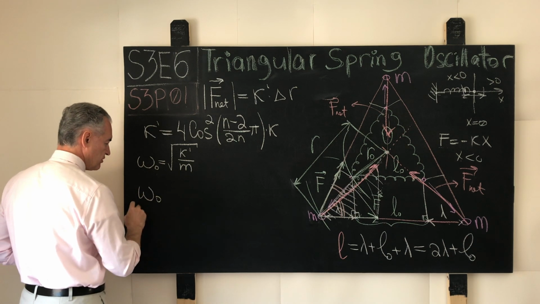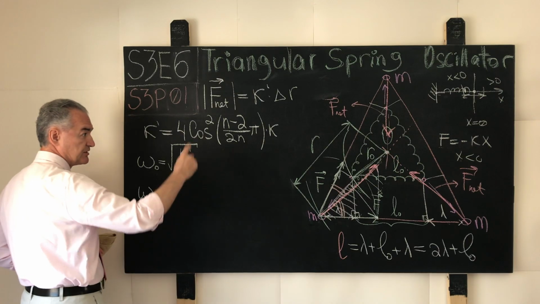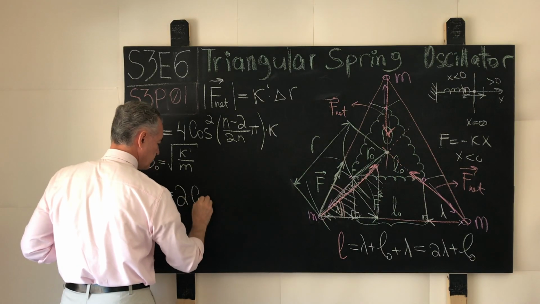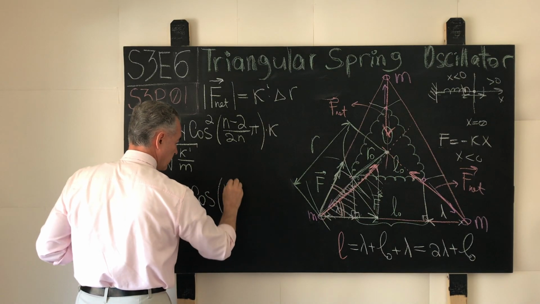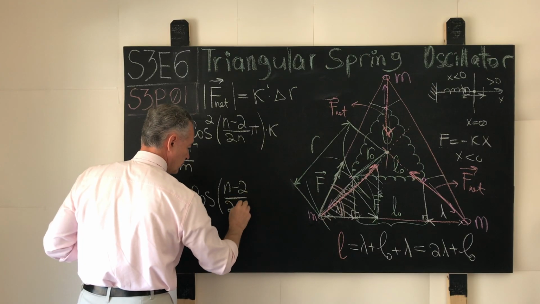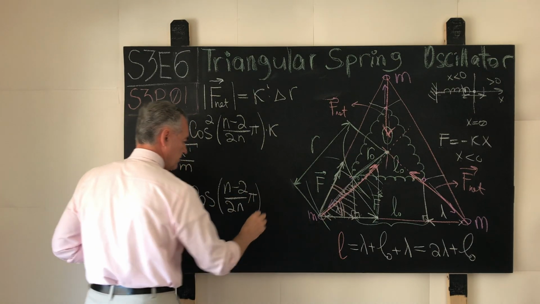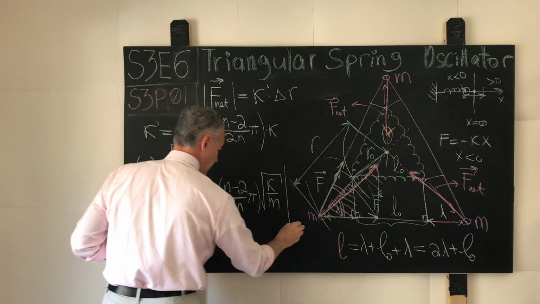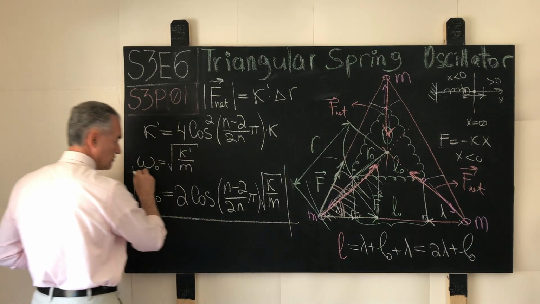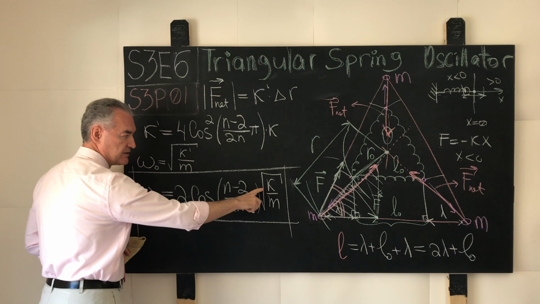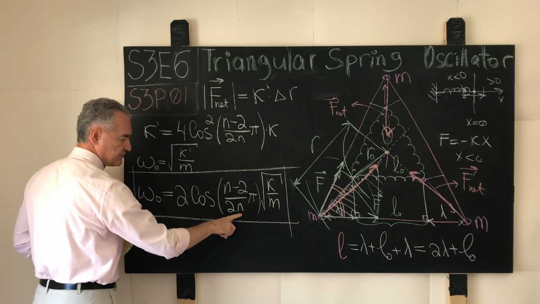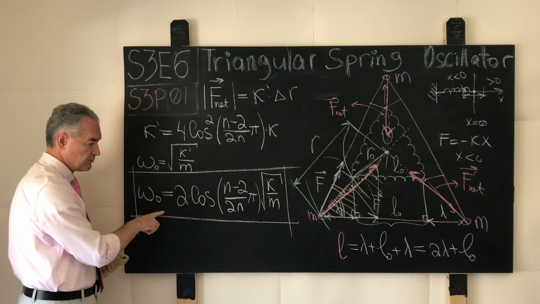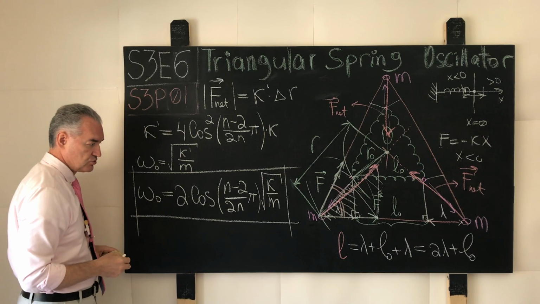In this case, in general, the cyclic frequency of oscillation of the system as a whole, simple harmonic oscillation, will be 2 times the cosine of (n minus 2) over 2n times pi, times the square root of k over m. This is our general result. K is given, m is given, n is known. This is the general case for a regular, non-degenerate polygon on n vertices, evidently n greater than 2.